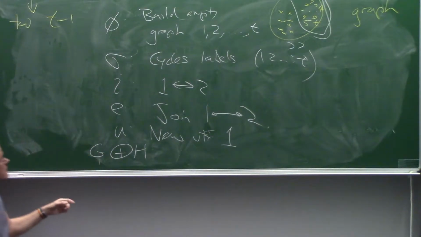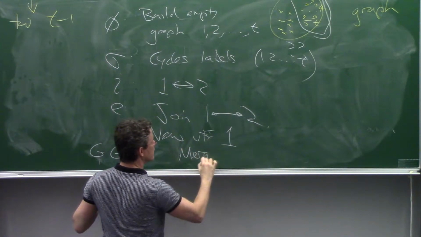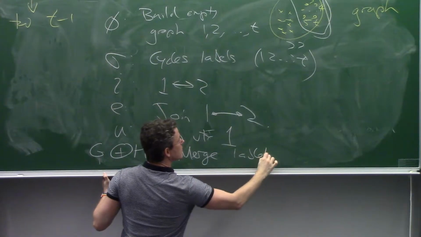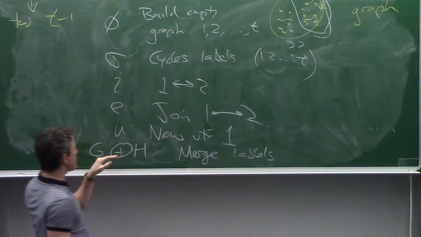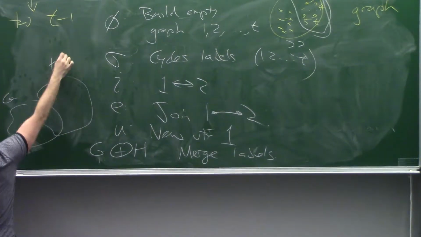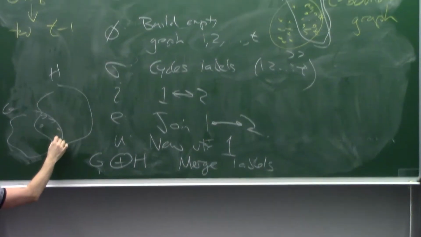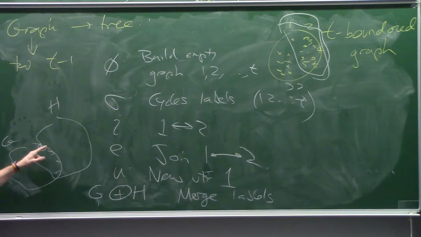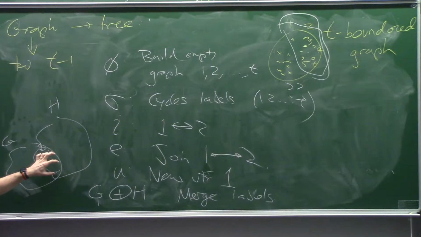And plus says merge labels. So the idea is you have a graph G and a graph H, and you take the vertex 1 from G and 1 from H and make them the same. So it's like a union of two graphs, but you identify the vertices with the same labels. And you get multiple edges, possibly, or you just make them the same. So if you've got parallel edges, you just merge them into one edge.